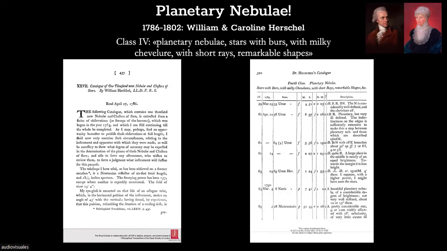Planetary nebulae, stars with bursts, with milky chevelure, with short rays, remarkable shapes. So everything that they didn't know, they put in this class 4. Nowadays, we know that most of the objects in this catalog are what we now know as galaxies. They didn't even know that the Milky Way was a galaxy, so imagine. But back in this time, the galaxies were as mysterious as planetary nebulae.